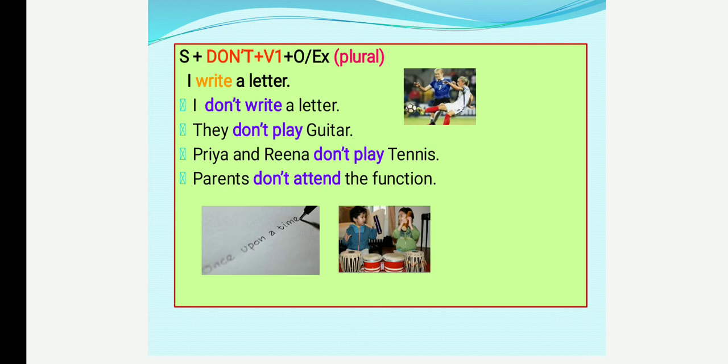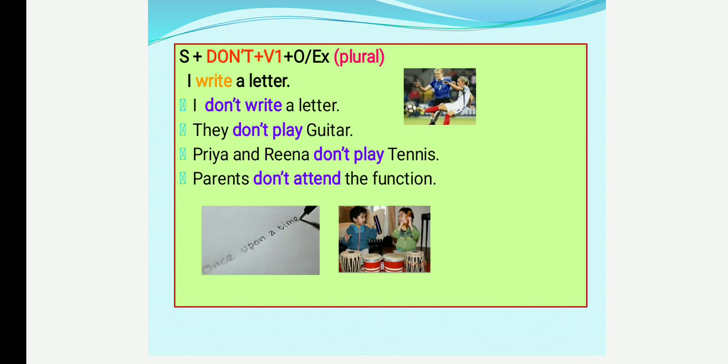Let us see the first example. I write a letter. So this is the positive sentence and we have the subject, the first person singular. So in the last slide, we learned that when we have the subject as the first person singular, we have to use the helping verb do. So here, look at the first picture. Once upon a time, I had written, we can't write these kinds of words in a letter. So I want to say that I'm not writing a letter. So I say that I don't write a letter.